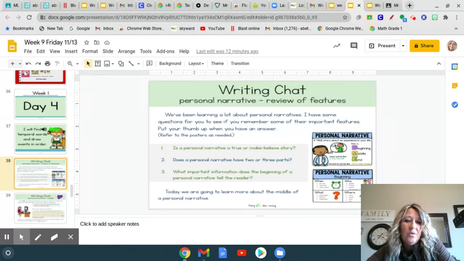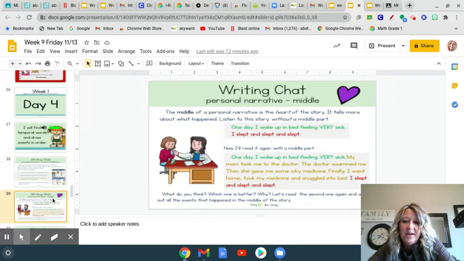Today we're going to learn more about the middle of a personal narrative. So we're going to come on down here to this one right here. We're going to learn about the middle of a personal narrative today, and it's the heart of the story. It tells more about what happened. So listen to the story without a middle part. Okay, that means that they forgot the middle part.